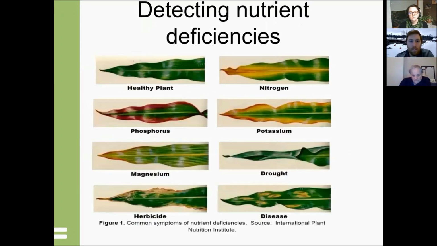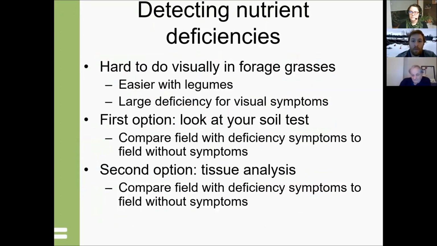So nutrient deficiencies. So this is a corn crop, and of course, looking at this picture, it looks super clear. You can tell those are all different symptoms. So phosphorus and magnesium, they still look fairly different. Potassium and nitrogen look totally different from each other. But in forages, they're not quite that simple. They might be a little bit easier with legumes, but visual symptoms is probably not the best way to diagnose a nutrient deficiency in forages.